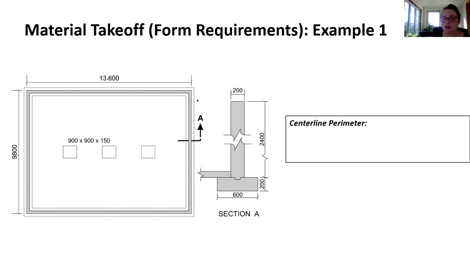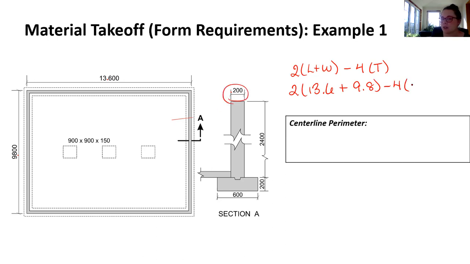The formula, since there's no jog in this, is 2 times length plus width, minus 4 foundation thicknesses. So 2 times (13.6 plus 9.8), minus 4 times the thickness of 0.2. Make sure you follow order of operations. Do this section first, add, then multiply.